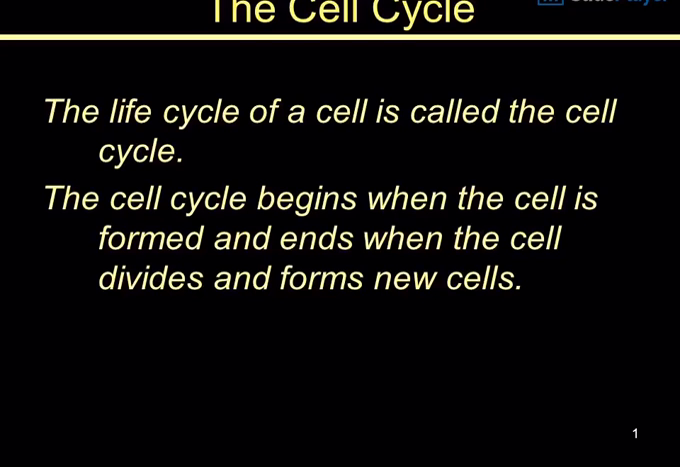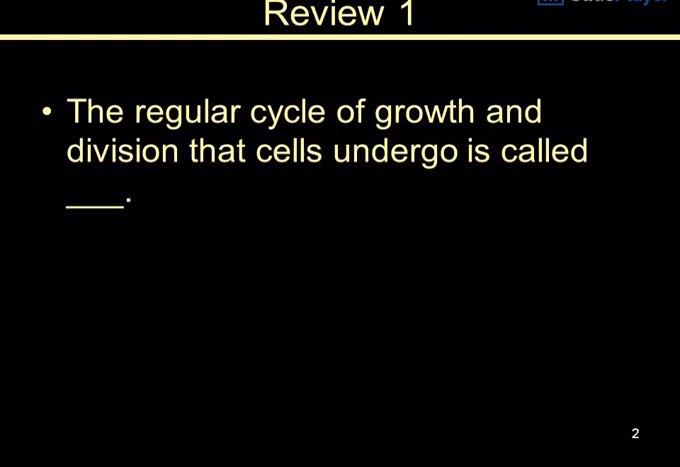The cell cycle. The life cycle of a cell is called the cell cycle. The cell cycle begins when the cell is formed and ends when the cell divides and forms new cells. Review 1. The regular cycle of growth and division that cells undergo is called _.